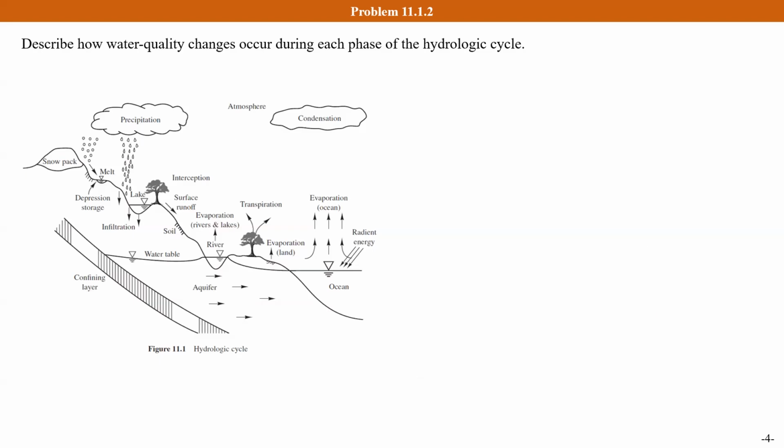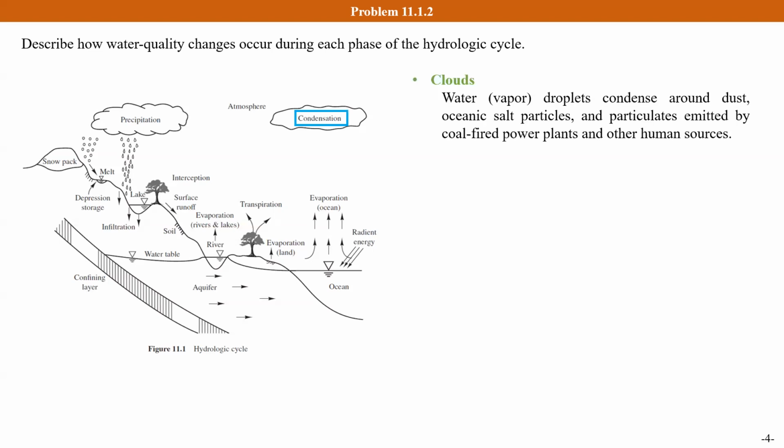Now let's take a look at the last problem. We need to describe how water quality changes occur during each phase of the hydrologic cycle. In other words, we need to describe how the particles, salts, minerals, nutrients, or pollutants change in different phases of the hydrologic cycle. For instance, in clouds, the water droplets condense around dust, salt particles, or other human sources.